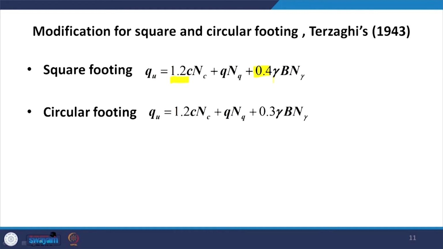For circular footing, again in the first term 1.2 C comes, while in the third term, instead of 0.5, you use a factor of 0.3. That means the third term is reduced by 40%, because instead of 0.5 it is now 0.3, and the first term is increased by 20%. With these two changes, these equations can be used for square and circular footings.